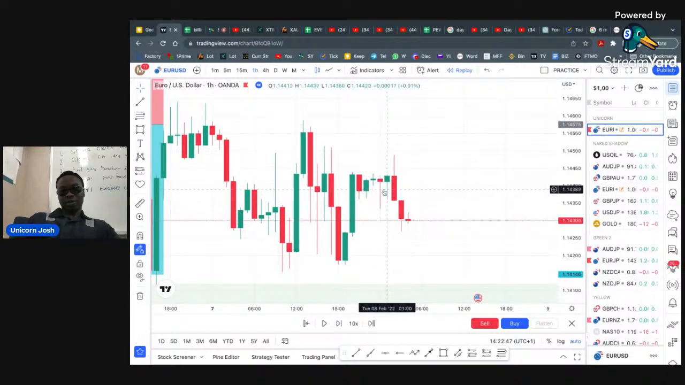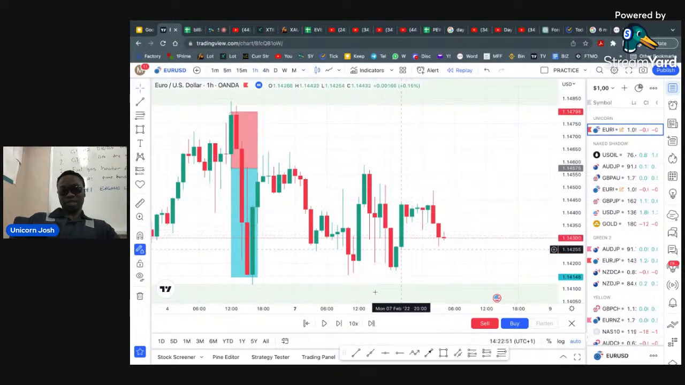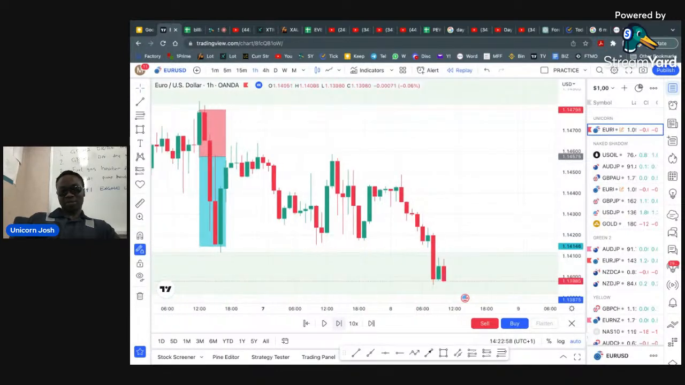This is a kangaroo, but it is not close to a zone, so I'm not going to even go close to it. As you can see, it was a loss. So good thing it's not within my strategy.